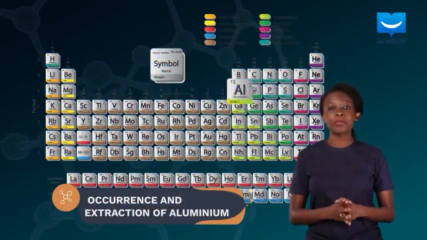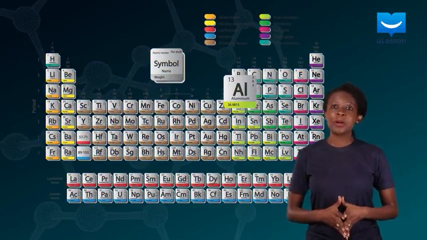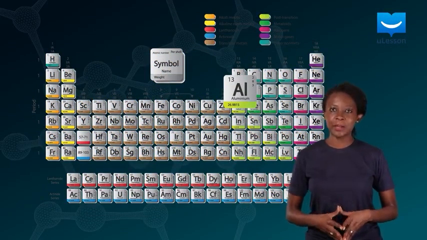Aluminium is one of the metallic elements located in group 3 of the periodic table. In this lesson, you will learn about the occurrence and the method employed in the extraction of aluminium.